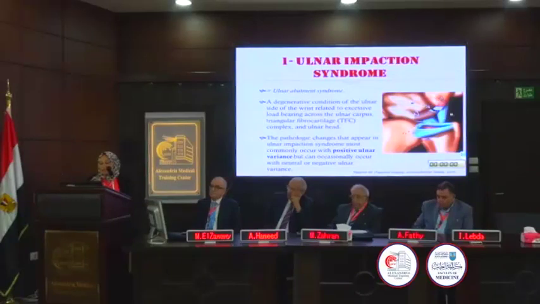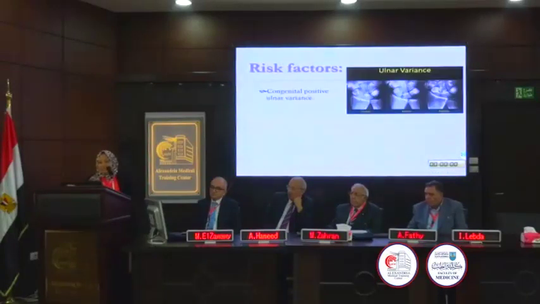This is a degenerative condition on the ulnar side of the wrist related to excessive load between the ulnar head, triangular fibrocartilage, and the ulnar side of the carpus. The pathologic conditions most commonly occur with positive ulnar variance, but this is not necessary. I can diagnose ulnar impaction syndrome with the same spectrum of pathologic findings in patients with neutral or negative ulnar variance. The risk factor will be the positive ulnar variance.